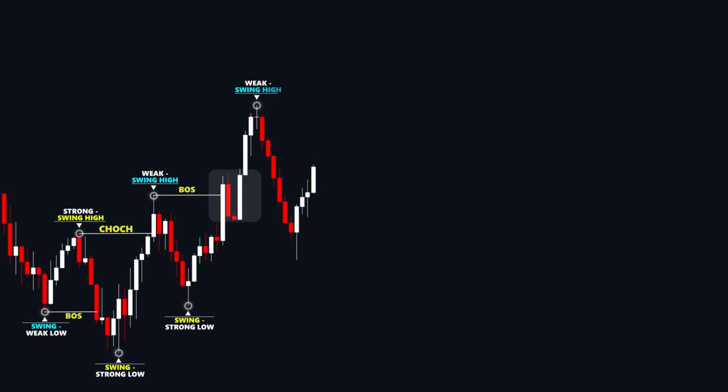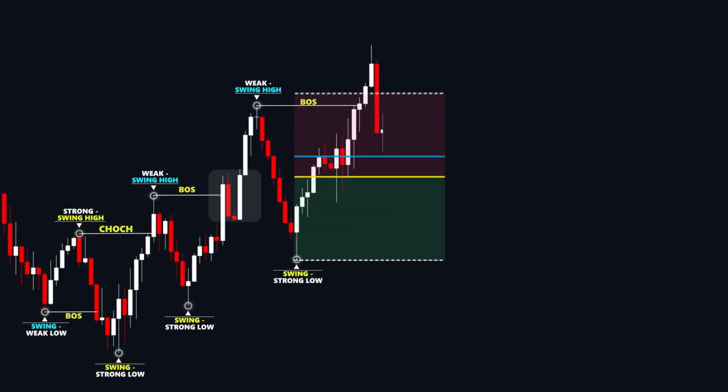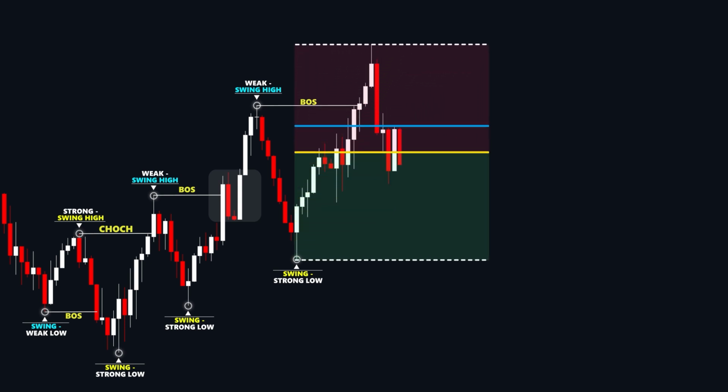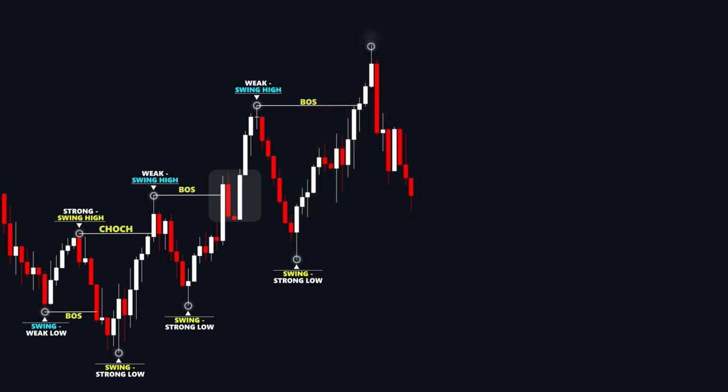We mark the week high. Price then pushes higher and breaks that week high, giving us another break of structure. So again, we mark the next strong low, the last low before the break. Price pulls back again. Use your Fibonacci tool from the strong low to the new high. This time, price touches both the 38.2% and 50% levels, so it's a valid pullback. We mark the week high.